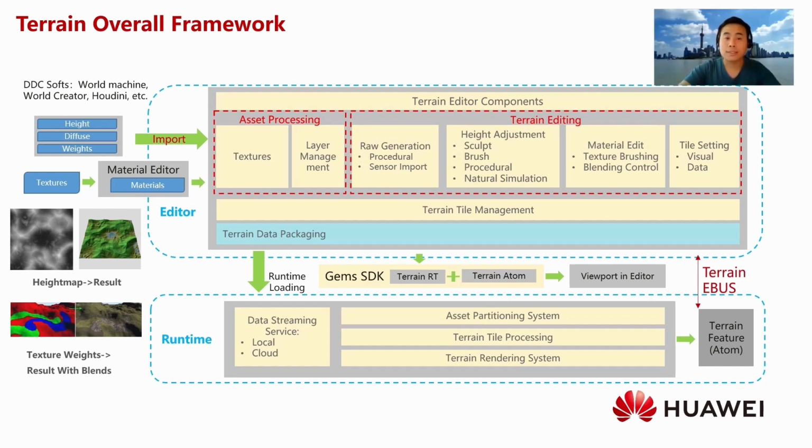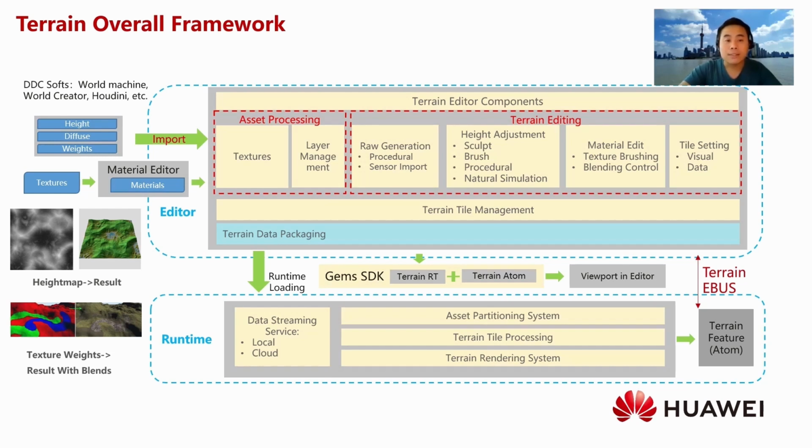The runtime module contains a data streaming service for the cloud and client coordination, as I explained previously. We also include an asset partitioning system to best utilize the memory usage of streamed data. The tile processing part is a hierarchical data structure, as I mentioned earlier, to provide higher level LOD support. The rendering system is converting the raw data and generating the job commands aligned with the corresponding rendering data structures, such as buffers, textures, and pipelines, etc.